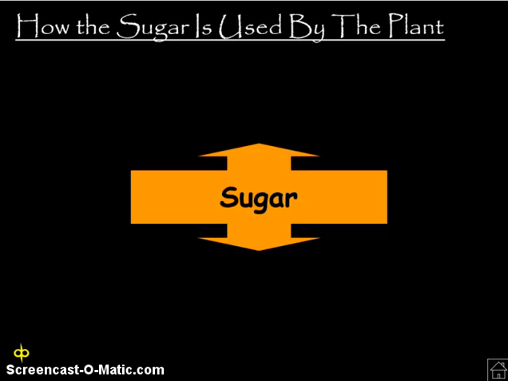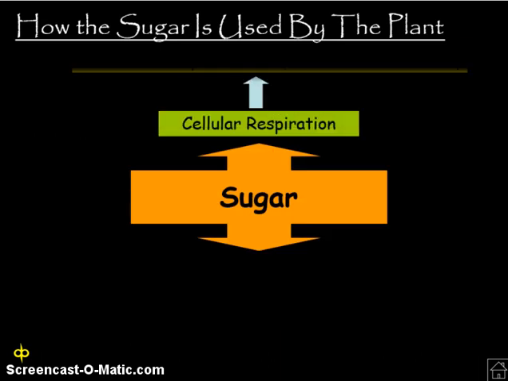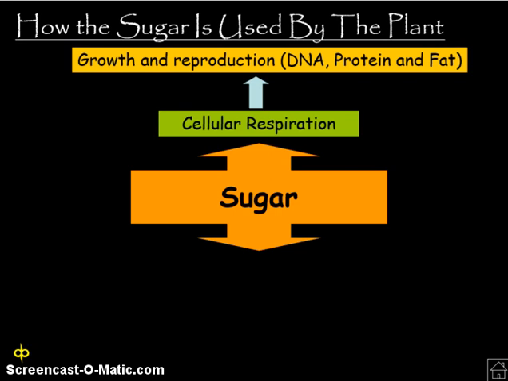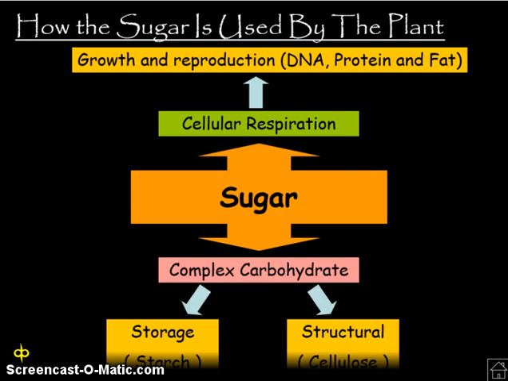The glucose, or sugar produced by photosynthesis, can be used in cellular respiration, or can be involved in the growth and reproduction of plants and production of DNA, protein and fat molecules. It can also be converted into complex carbohydrates and stored as starch, as an energy reserve, or used for the production of structural cellulose in cell walls.